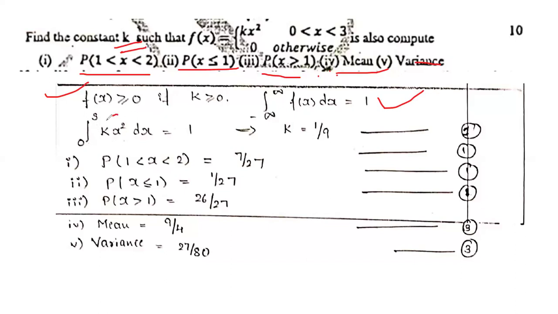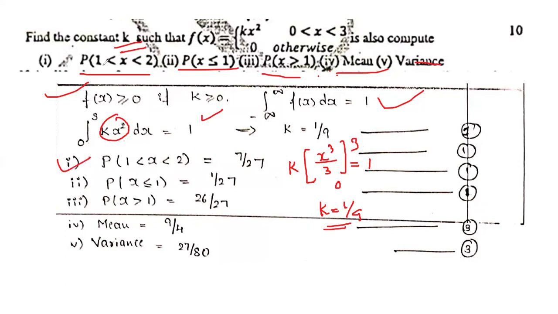Integral from 0 to 3 of kx square dx is equal to 1. So what you can do is k can be taken outside. Okay, remaining you can integrate. So k into what is the integration of x square, x cube divided by 3. You can give the limit as well, 0 to 3. That is equal to how much? 1. So therefore, whenever you are simplifying, you will be getting k is equal to 1 by 9. I think it's clear to everybody.